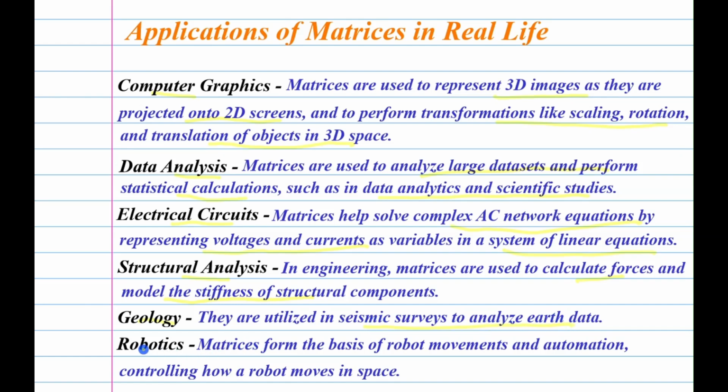And in robotics, matrices form the basis of robot movements and automation, controlling how a robot moves. So matrices are not just abstract math, they are the building blocks of modern technology.